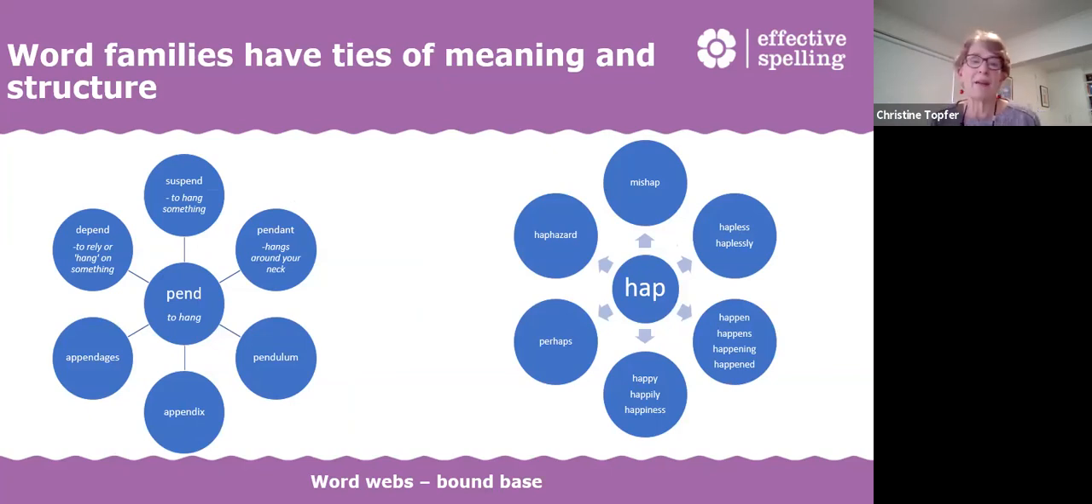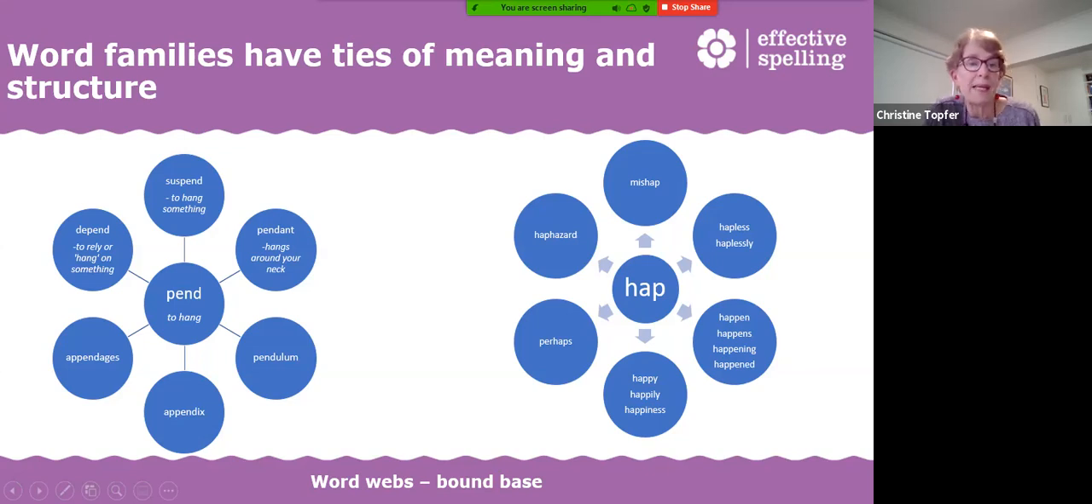So a bound base is what you may call a Latin or Greek root, or I'm not sure what language you use, but the correct terminology really is a bound base, meaning that it actually needs an affix, a prefix or a suffix or another base in order to construct a word that makes meaning. And so they'll often come from a Latin or Greek origin, but we're referring to these now as bound bases.